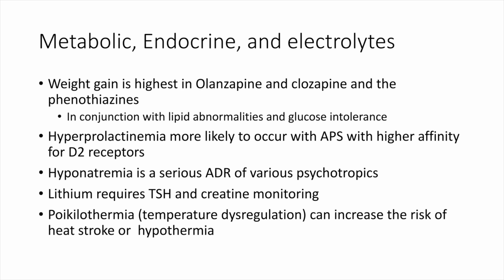Hyperprolactinemia is more likely to occur with antipsychotics with higher affinity for dopamine 2 receptors. So like you have your first generation antipsychotics, which have high dopamine blockade. And of the second generation antipsychotics, they kind of have the partial serotonin blockade, which counteracts hyperprolactinemia, but it can still occur with, say, risperidone or paliperidone.